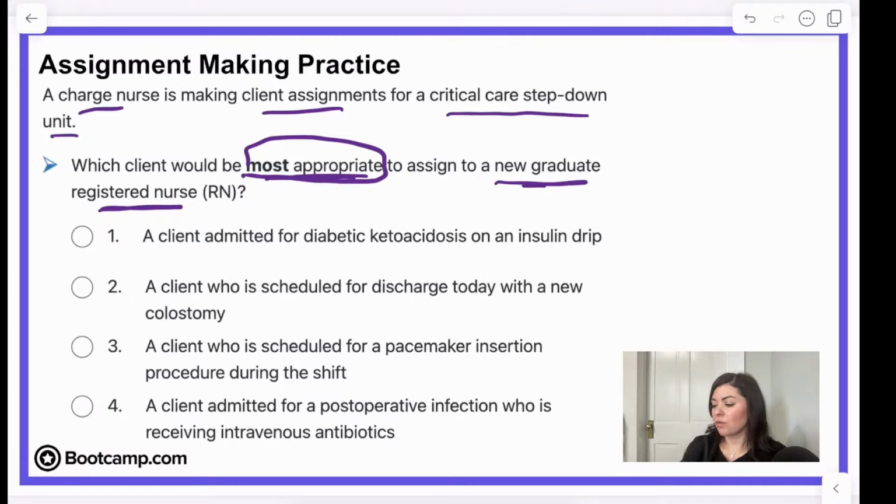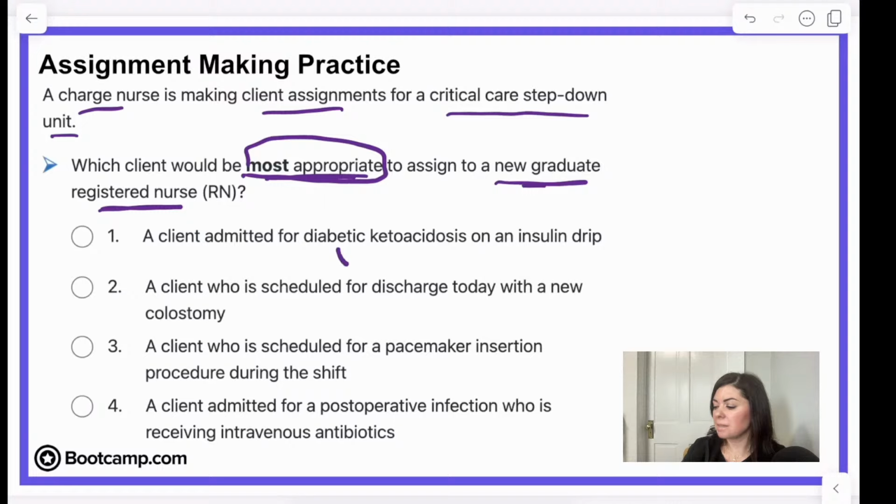A client admitted for diabetic ketoacidosis on an insulin drip. A client who is scheduled for discharge today with a new colostomy. A client who is scheduled for a pacemaker insertion procedure during the shift. And a client admitted for post-operative infection who is receiving IV antibiotics. So let's take a closer look at each option.